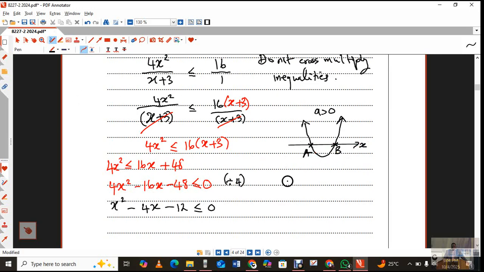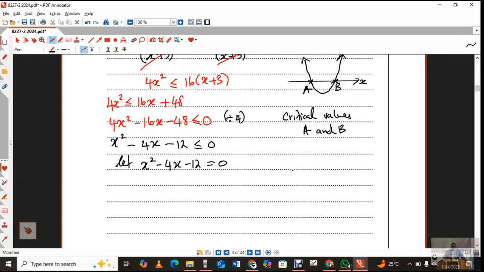So we can find what we call our critical values, which in this case I have labeled A and B. Once we have that, I'm going to let this inequality become an equation in order to find those critical values. This is a very straightforward quadratic equation that should factorize. You have x over here, x over there, you have a negative, so one bracket is positive.